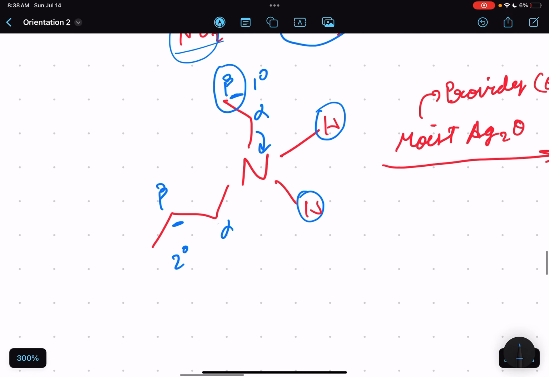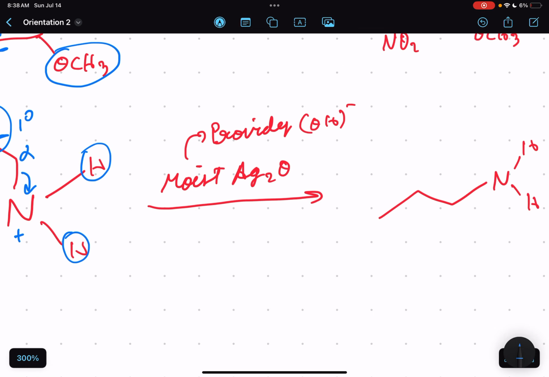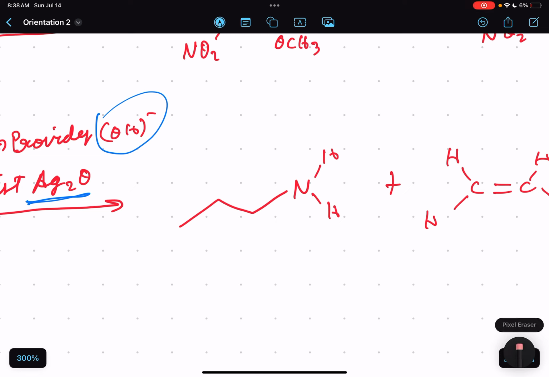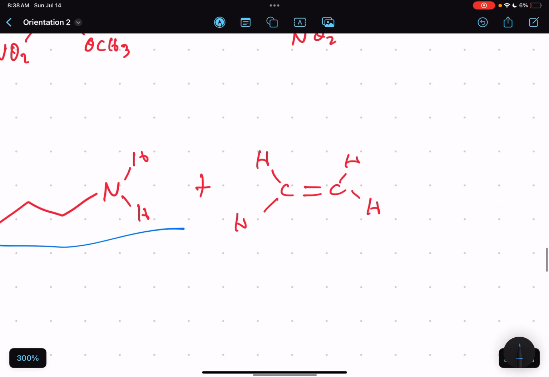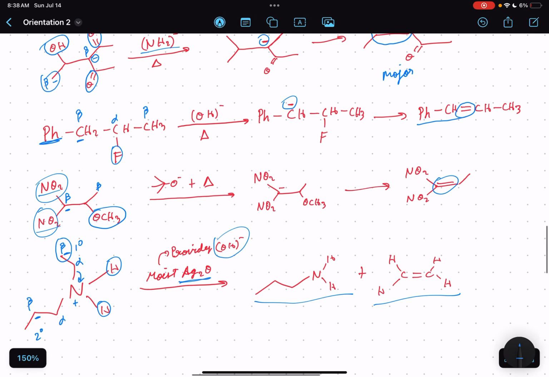So basically nitrogen here actually has a positive charge, as it has 4 bonds. So if it takes this electron, it's going to become neutral. Our base here is actually moist Ag2O, as when it's moist, it can provide OH minus ions. So as you can see, the positive charge on the nitrogen gets neutralized and this forms, and then an alkene is formed. So this is basically E1cb reactions.